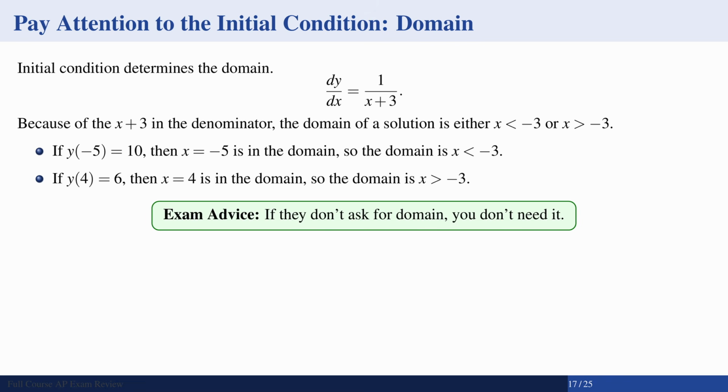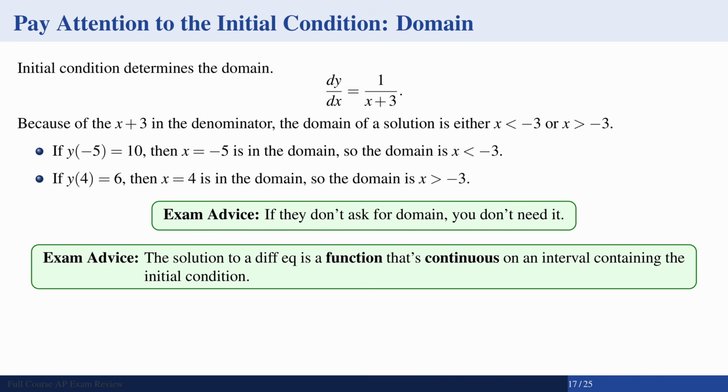If they do not ask you for the domain on your solution, you do not need it. It will not be given a point value. You will not lose points for not putting one. I don't think you'd lose points for being wrong, but why would you ever want to put something that's wrong, right? So if they don't ask for the domain, you don't need it. If they do ask for the domain, this is how you figure it out. The other thing is, the solution to a differential equation is a function that's continuous on an interval containing the initial condition. Because we need it to be continuous, that's why we're choosing one of the domains over the other.